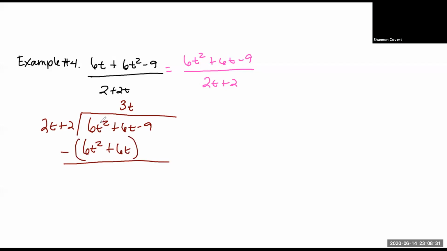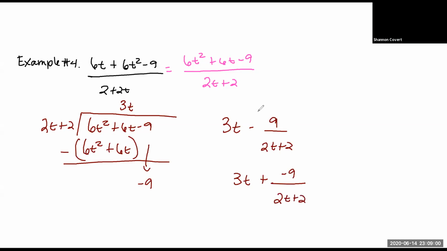Can I subtract? 6t squared minus 6t squared is 0. 6t minus 6t is 0. Bring down the negative 9, and that's actually going to be my remainder. So my solution here is 3t minus 9 over 2t plus 2. It would also accept 3t plus negative 9 over 2t plus 2. It would accept either one of those solutions.